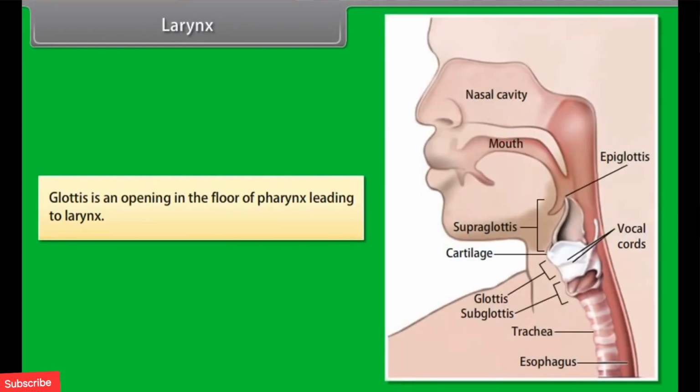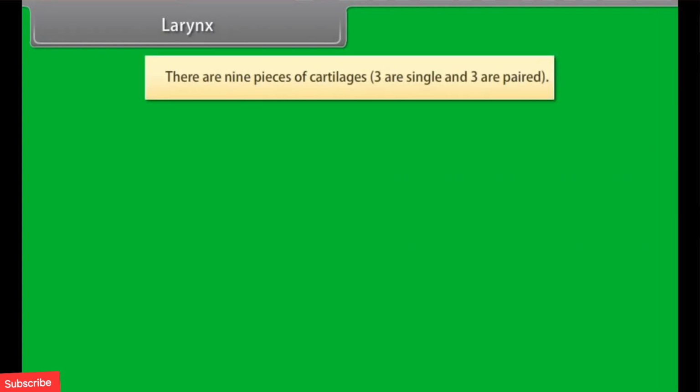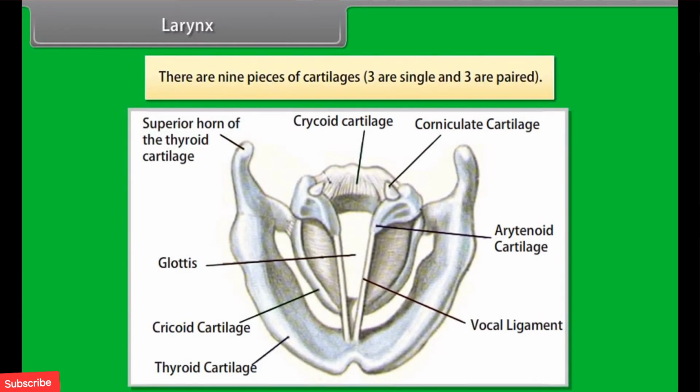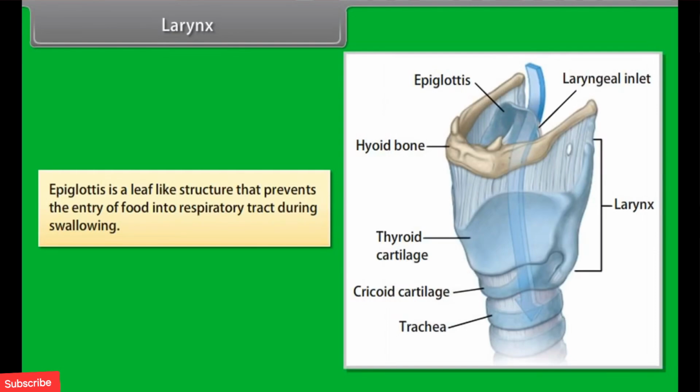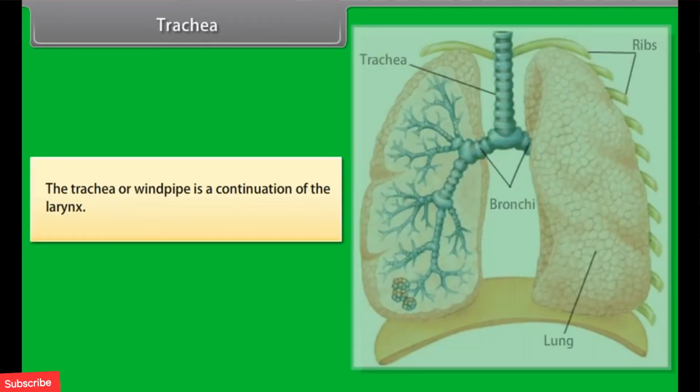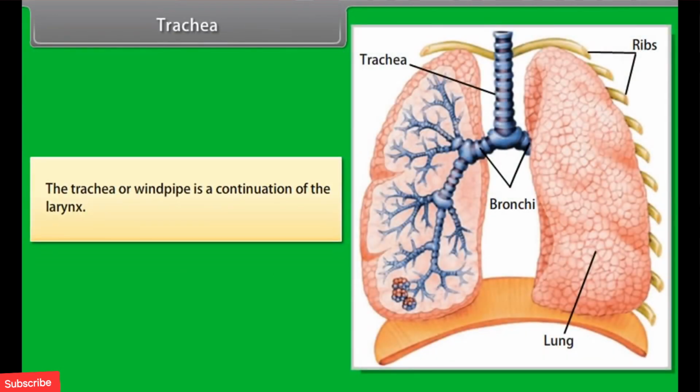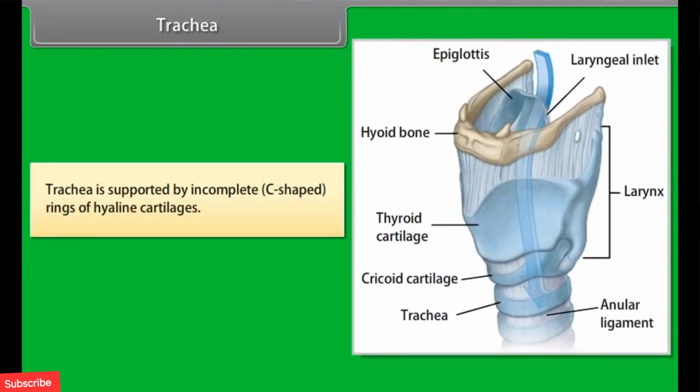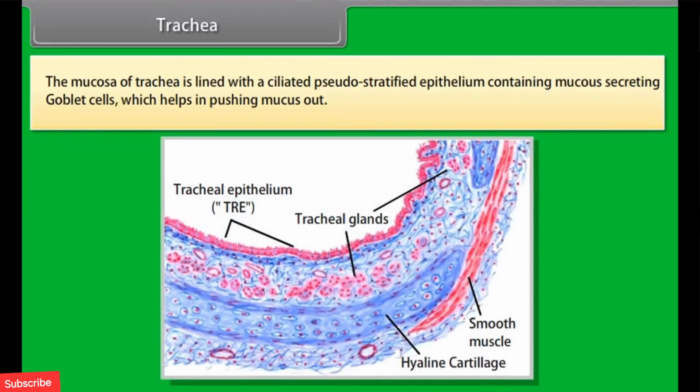There are 9 pieces of cartilages, 3 are single and 3 are paired. Epiglottis is a leaf-like structure that prevents the entry of food into respiratory tract during swallowing. Trachea. The trachea or windpipe is a continuation of the larynx. Trachea is supported by incomplete C-shaped rings of hyaline cartilages. The mucosa of trachea is lined with a ciliated pseudostratified epithelium containing mucus-secreting goblet cells, which helps in pushing mucus out.